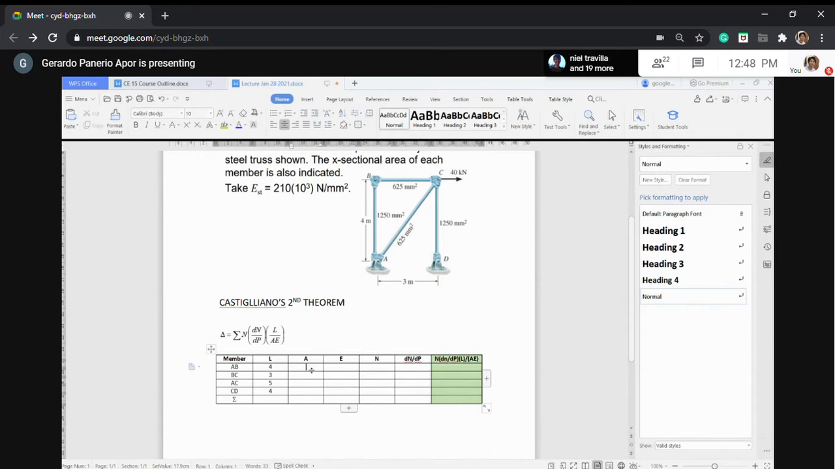But before we go to that, we fill up the third column because it appears in the equation. In fact, it is a denominator here. So for AB, that is 1250. Let us say that the area is in mm squared.